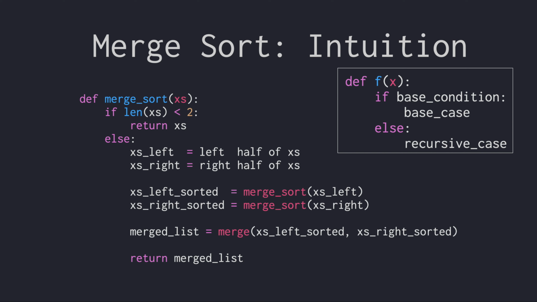And like I said before, base cases do not make recursive calls. That is true for merge sort, because the base case is simply return x's, and it does not make recursive calls at all. So does this base case even make sense? Is it correct? Well, yes.